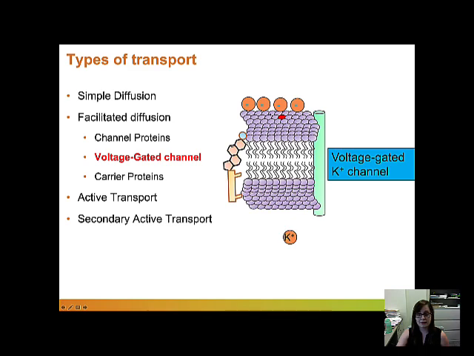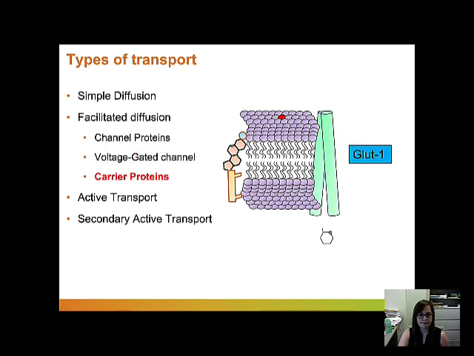But let's say something happens on the outside of the cell where now there are all these negatively charged ions on the outside. Well, then the channel opens and potassium can flow down its electrochemical gradient outside the cell. So that's an example of a voltage-gated channel, a channel that can open and close in response to an electrochemical gradient.